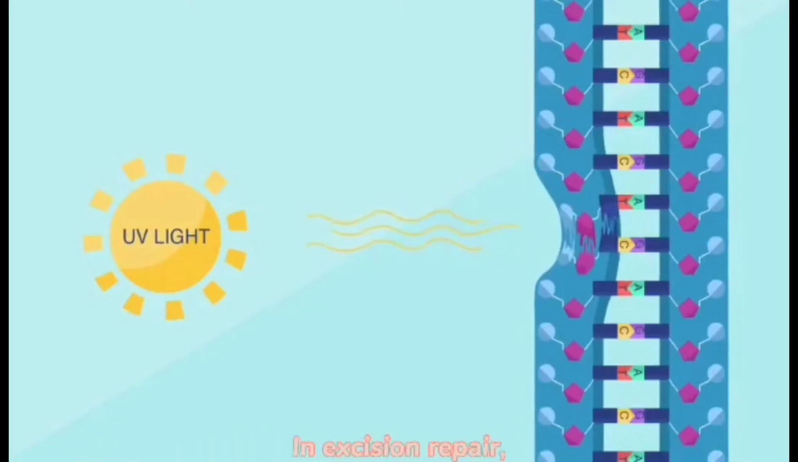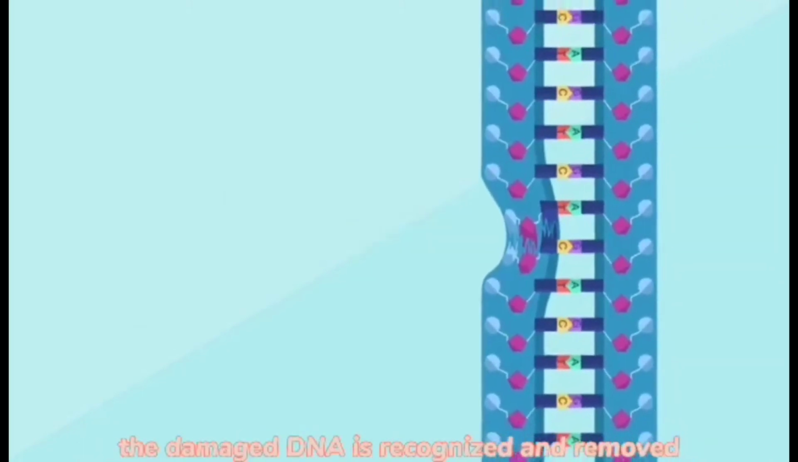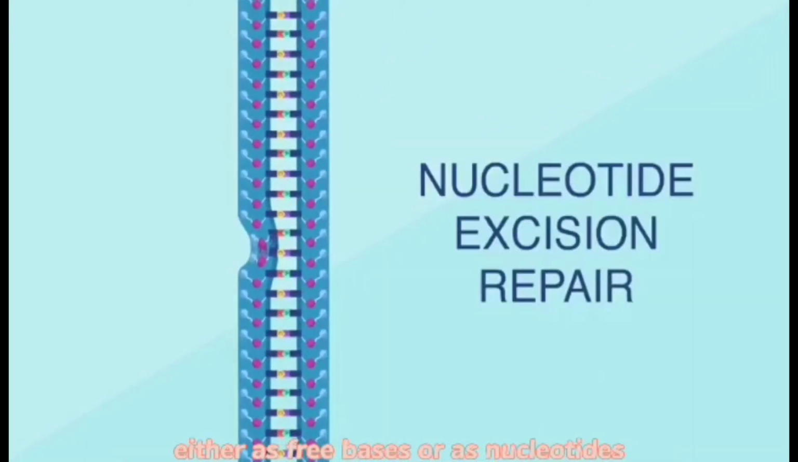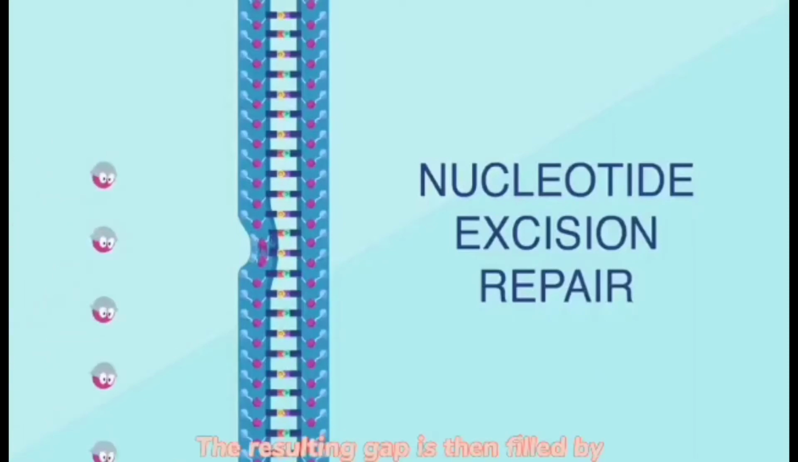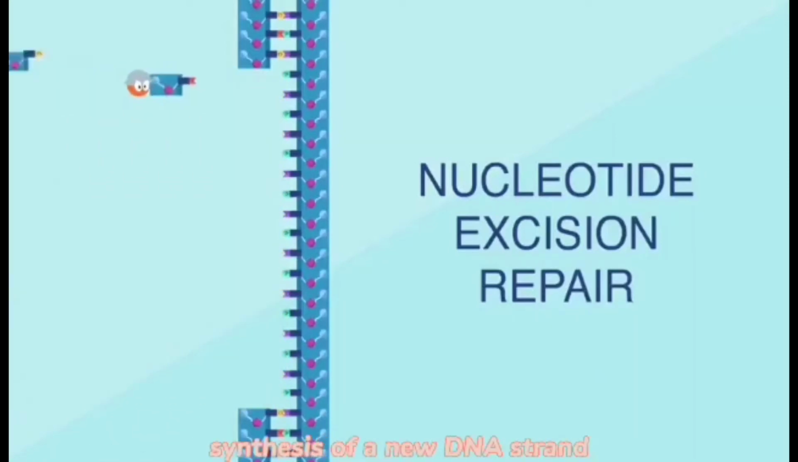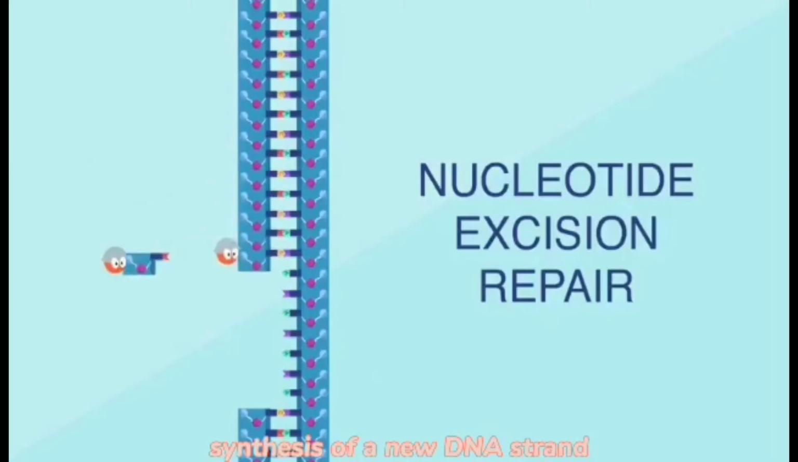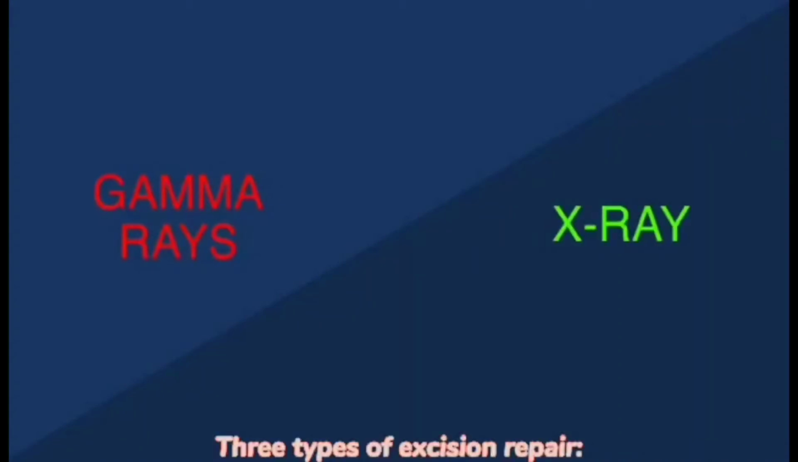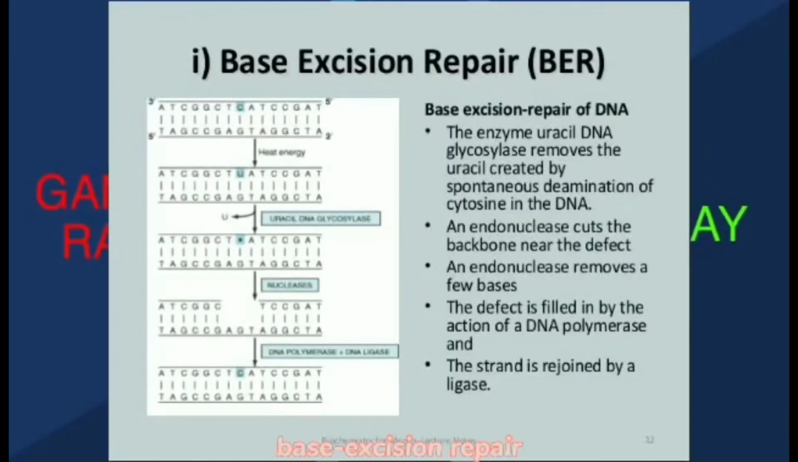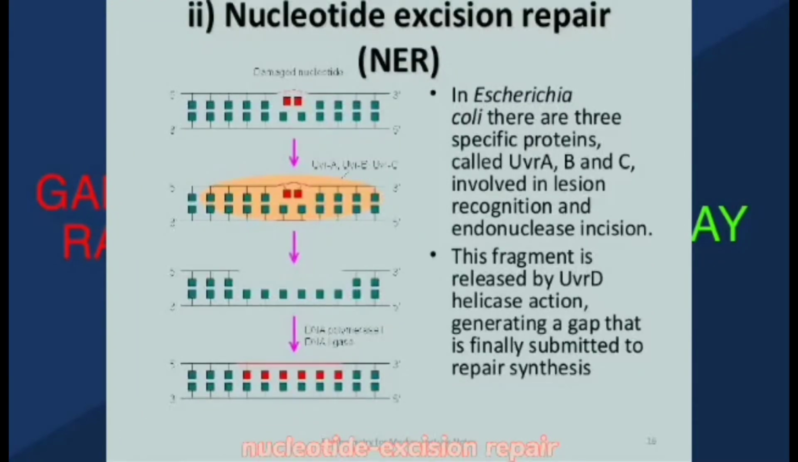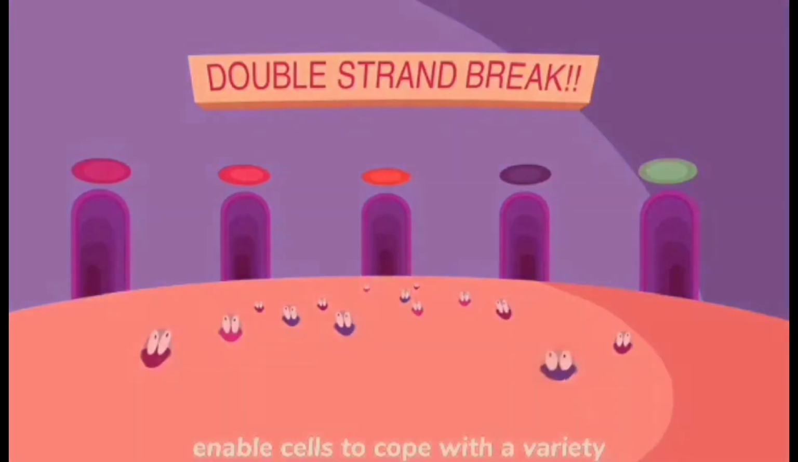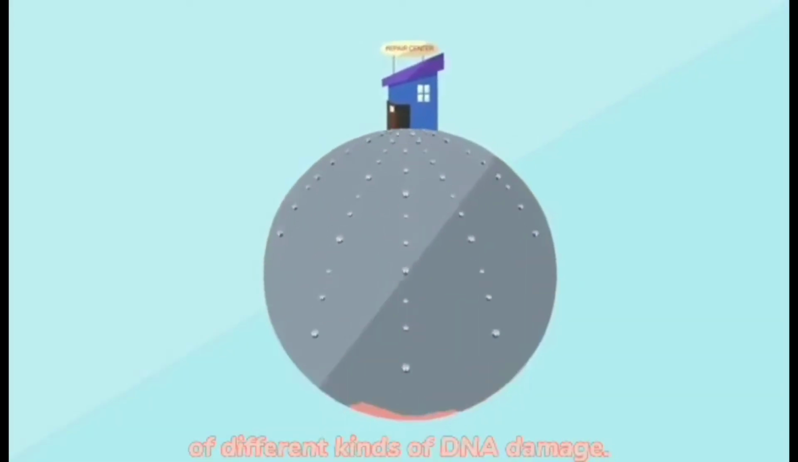In excision repair, the damaged DNA is recognized and removed, either as free bases or as nucleotides. The resulting gap is then filled by synthesis of a new DNA strand, using the damaged complementary strand as a template. Three types of excision repair: base excision repair, nucleotide excision repair, and mismatch repair. Enables cells to cope with a variety of different kinds of DNA damage.